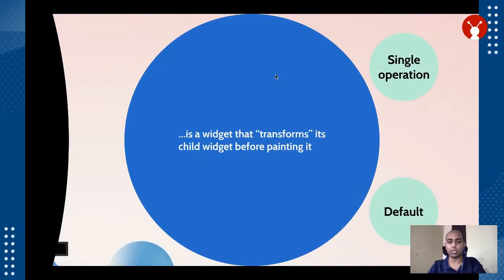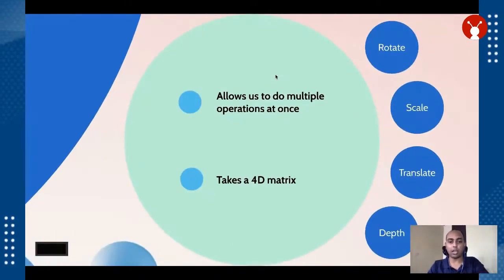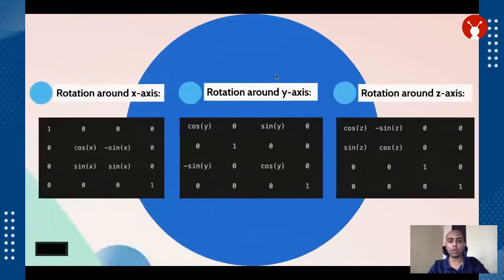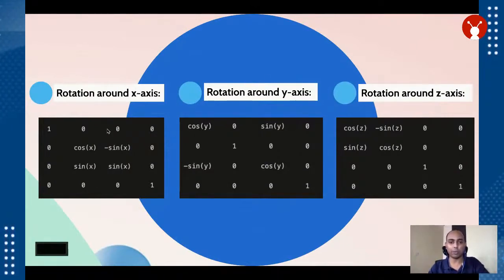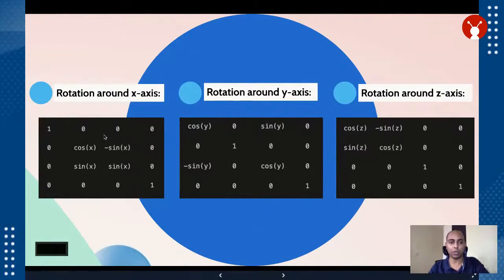Then we have something known as the default constructor. Unlike the single operation constructor, this allows us to do multiple operations at once. This is made possible by using a four-dimensional matrix, that is, a matrix with 4 rows and 4 columns. So to rotate an object using the default constructor, we take an identity matrix and set the values like this. And don't be scared yet. You don't have to remember this. You can always look this up.